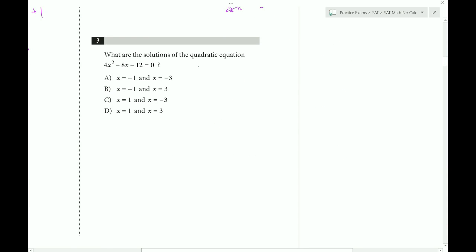What are the solutions of the quadratic equation here? Multiple ways to do this. We can plug in, for example. Yeah, that's not a bad route. Let's try that. But the first thing I would do is to factor out the 4. It's just kind of screaming to be factored out. X squared minus 2x minus 3, and then divide by 4 on both sides. X squared minus 2x minus 3 equals 0.